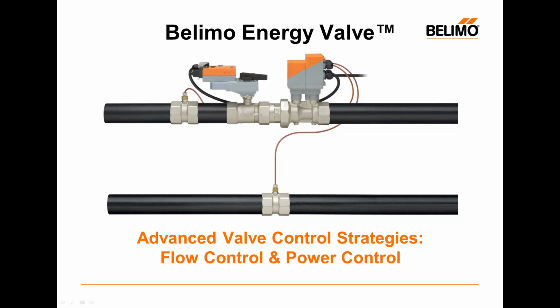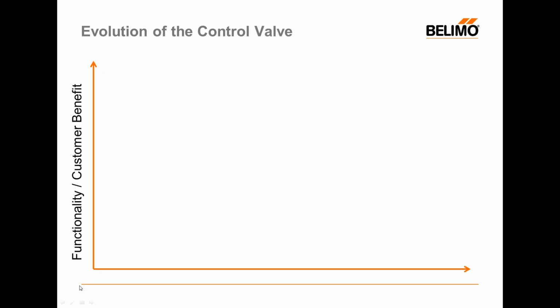So let's get started today. This is actually the third webinar in a three-part series regarding the Belimo Energy Valve. We talked in the last session about delta T management as a way to conserve energy. Today we're going to talk about advanced control strategies. The Belimo Energy Valve has the ability to operate in what's known as flow control mode and also in power control mode. And so today we're going to go through those two types of advanced control strategies so that you all better understand what that means and what they can do for you in terms of control and better operation of your facilities.